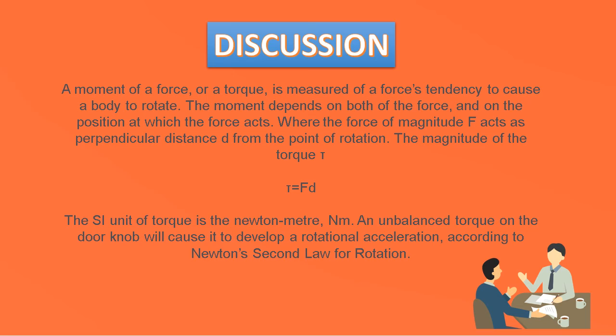Today I will present about the discussion. A moment of a force, or a torque, is a measure of a force's tendency to cause a body to rotate. The moment depends on both the force and the position at which the force acts, where the force of magnitude F acts at a perpendicular distance d from the point of rotation. The magnitude of the torque is T equals force times distance. The SI unit of torque is the Newton meter, and an unbalanced torque on the doorknob will cause it to develop a rotational acceleration according to Newton's second law of rotation.